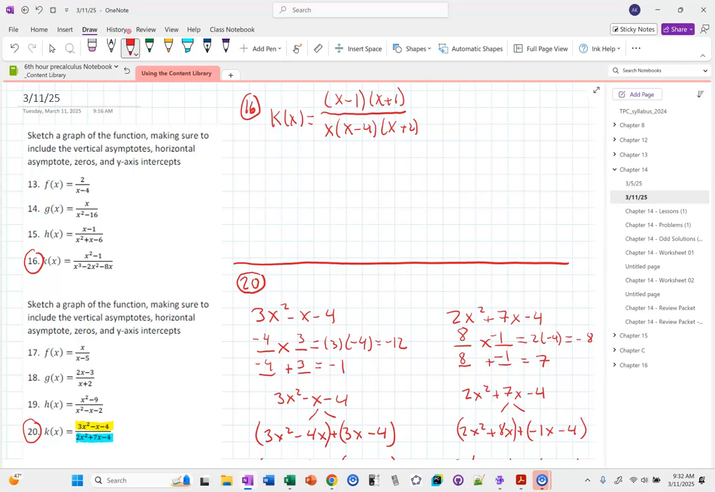So I factored this. Any reducing that can happen? Nope. So it tells me there's no hole, right? If there's no reducing, I can't have a hole. So for vertical asymptotes, again, I'll set the denominator equal to 0. I get 3 vertical asymptotes. Oh, dear me.